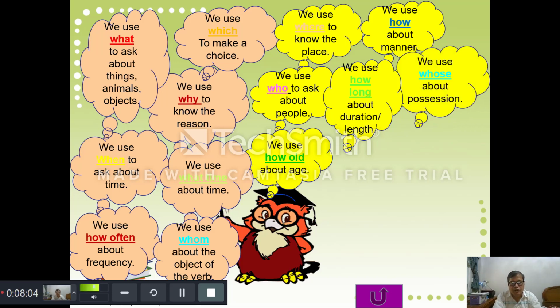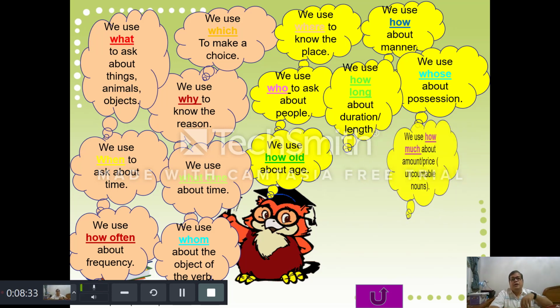Okay, and next, we use whose when we talk about possession, ownership. Like this one. If you found something like this, you will say, "Oh, I found a phone. Whose phone is this? Whose mobile phone is this?" It's a possession. And if it is mine, then I will say it's mine. The phone is mine. Okay?